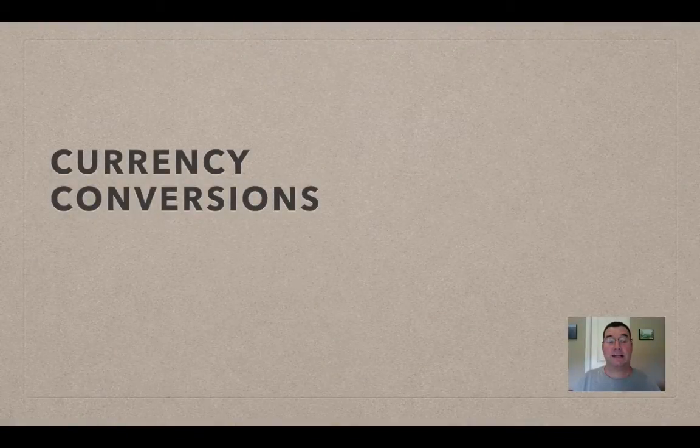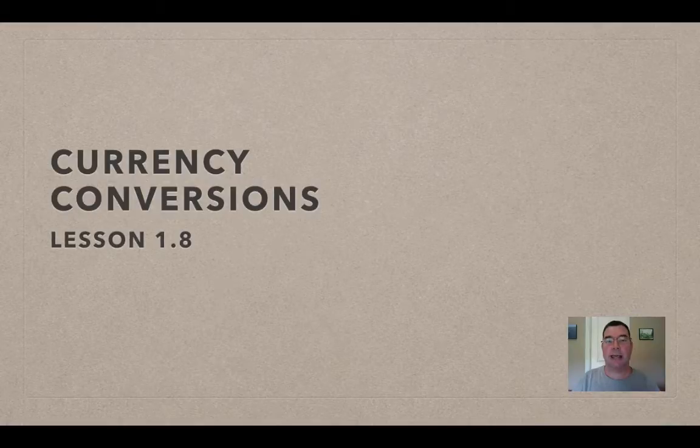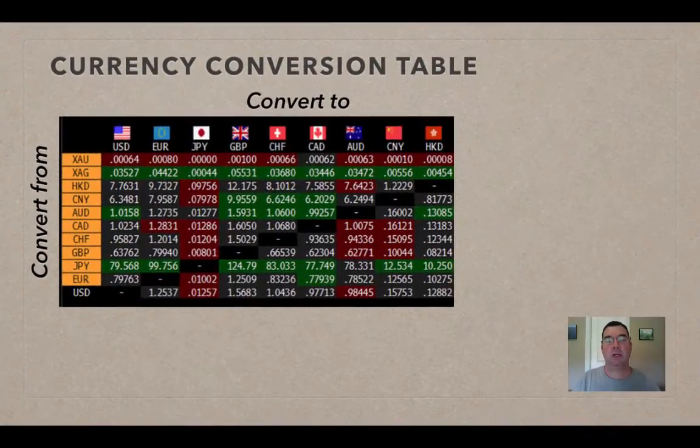All right, so this is the last section of Chapter 1, the last lesson, Lesson 1.8, and we're going to be talking about currency conversions, how to convert from one nation's currency to another nation's currency. Now, typically what you get when you want to exchange that type of currency is some kind of table. It's called a currency conversion table, and whatever you want to convert from is on the left-hand column, and whatever you want to convert to is listed along the top row.